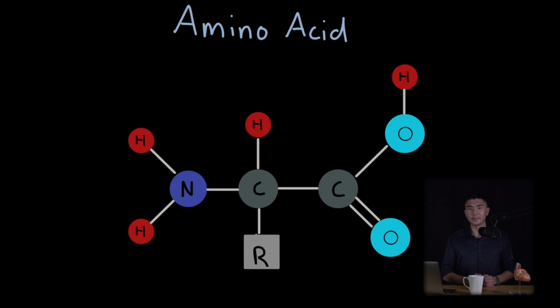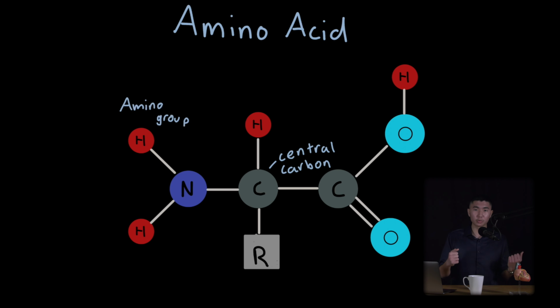Now let's look at the structure, sort of the anatomy of the amino acid. First, we have a central carbon, and then we have an amino group, which is just NH2.